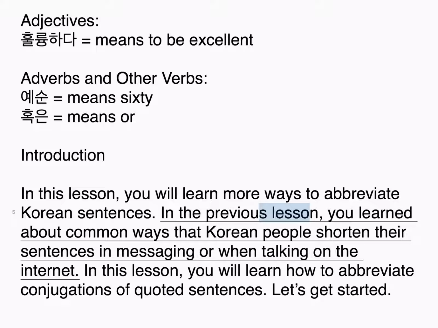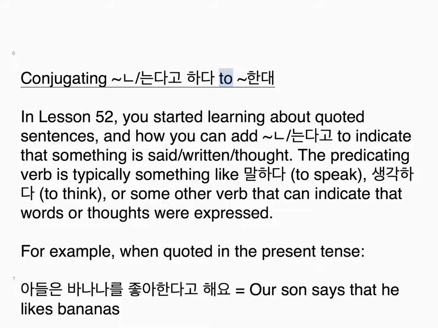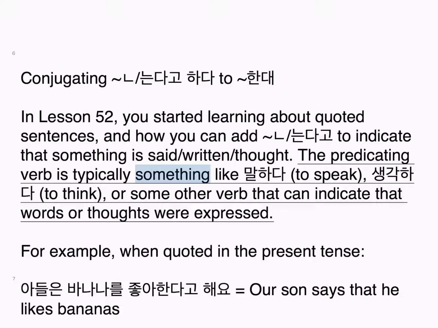In the previous lesson, you learned about common ways that Korean people shorten their sentences in messaging or when talking on the internet. In this lesson, you will learn how to abbreviate conjugations of quoted sentences. Let's get started. Conjugating 는다고 하다 to 는대요. In lesson 52, you started learning about quoted sentences and how you can add 는다고 to indicate that something is said, written, or thought. The predicating verb is typically something like 말하다, to speak, 생각하다, to think, or some other verb that can indicate that words or thoughts were expressed.